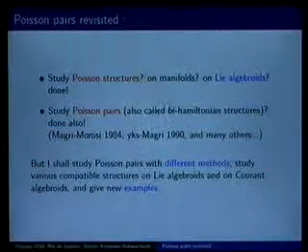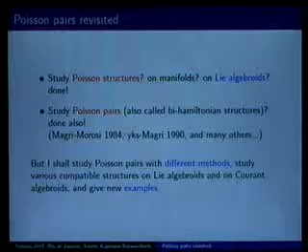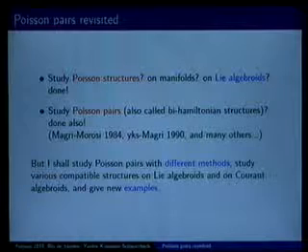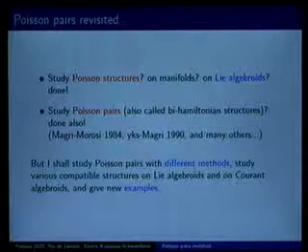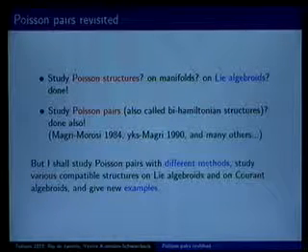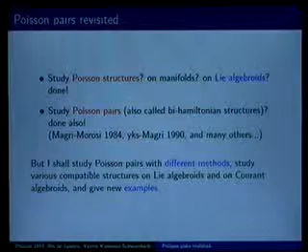What do I want to do? Well, I don't want to study Poisson structures on manifolds or even on algebroids, because you all know all about it. Do I want to study Poisson pairs, which are also called bi-Hamiltonian structures? Well, that was done also, dating back to the first, unpublished paper of Magri and Morosi, my own work with Magri, and many, many others.